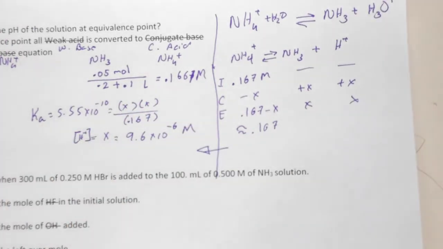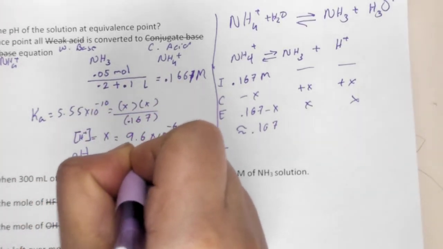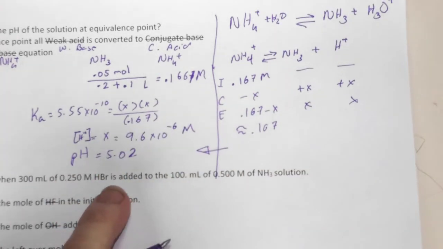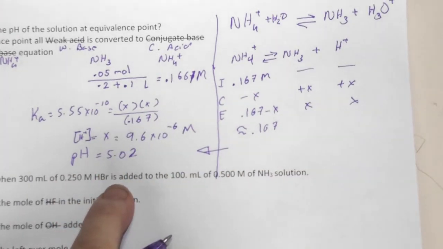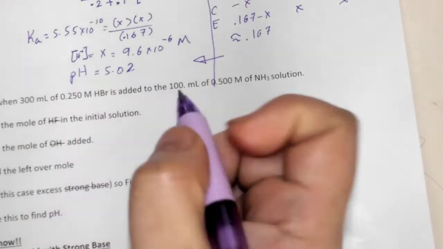So finding pH, easy. Negative log, 5.02. Notice your pH is getting down and down because you're adding a strong acid. Okay. Now we're going to overshoot it. What's going to happen? Same thing.